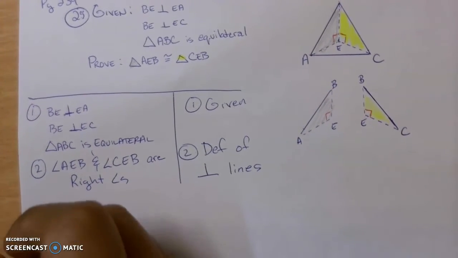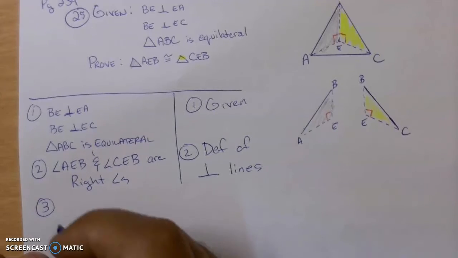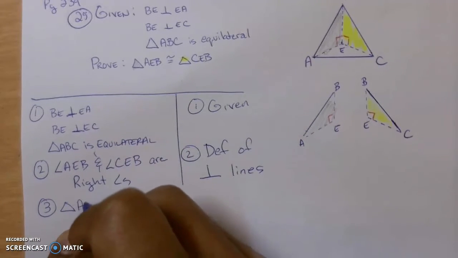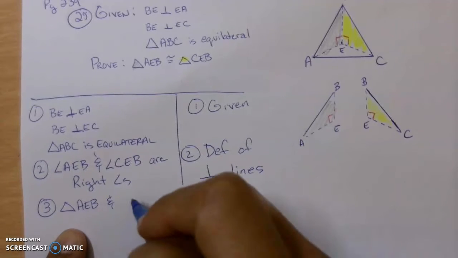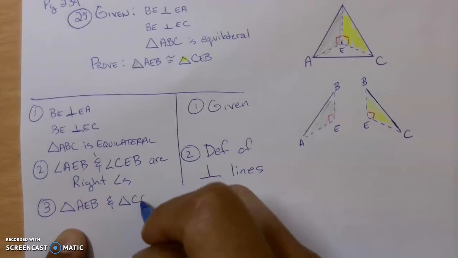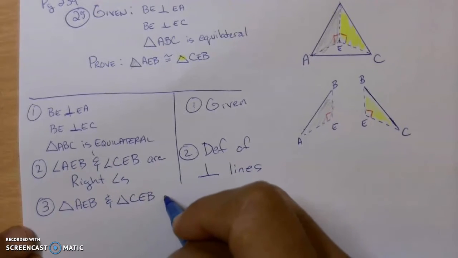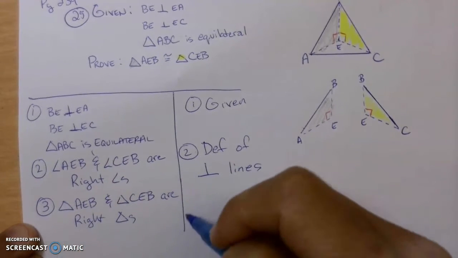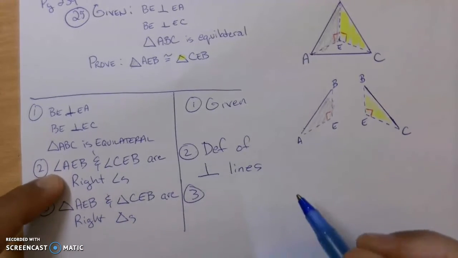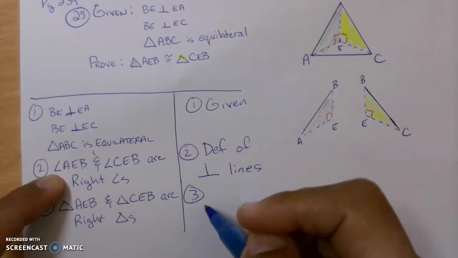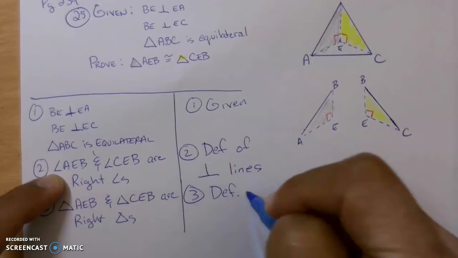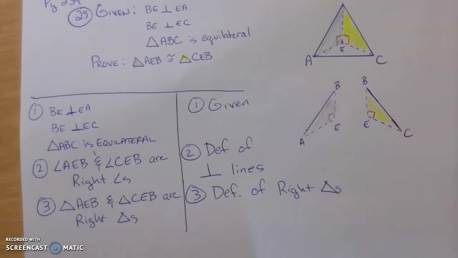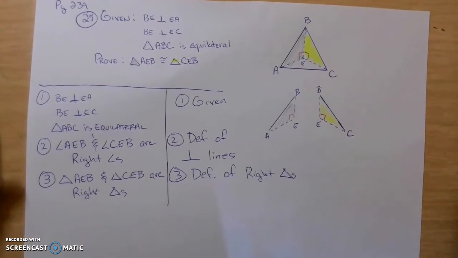Perpendicular lines create right angles. Okay. The reason why I want to mention that there are right angles is because these two triangles that we're trying to prove eventually, first we're going to mention that they are right triangles. So triangles AEB and CEB are right triangles. And of course the reason why they are right triangles is because step 2, they have a right angle in it. You can spell out because they have a right angle, they are right triangles. Or I'm just going to go definition of right triangles. So now that I've brought up the fact that they are right triangles, I can use hypotenuse leg.